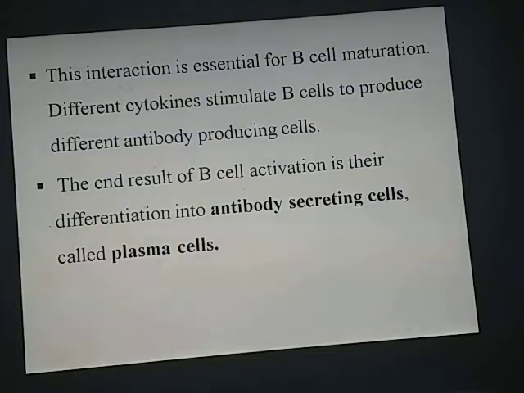Different cytokines stimulate B cells to produce different antibody producing cells. The end result of B cell activation is their differentiation into antibody secreting cells called plasma cells, which are discussed later.